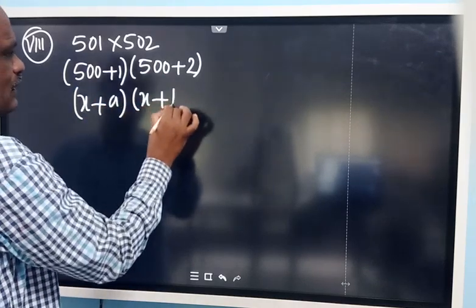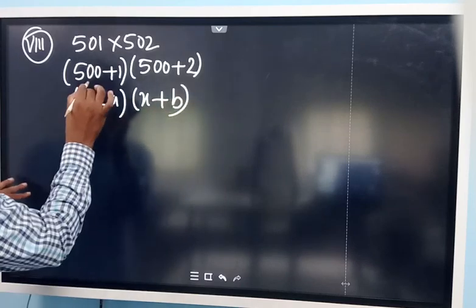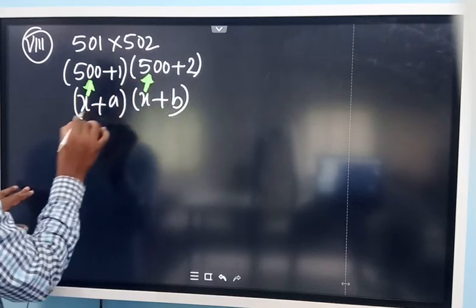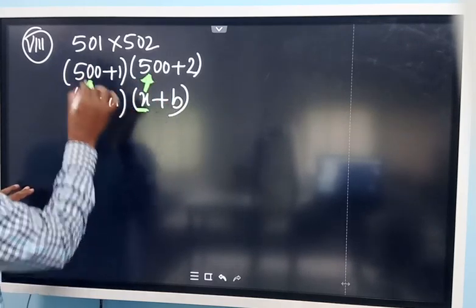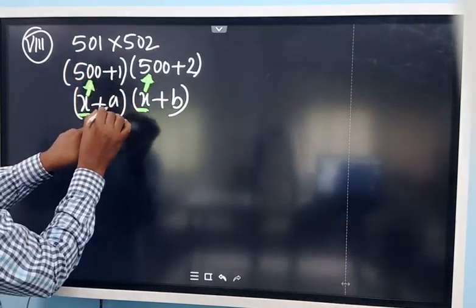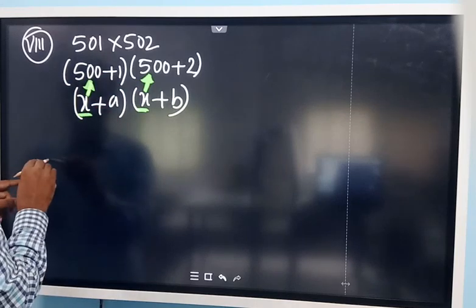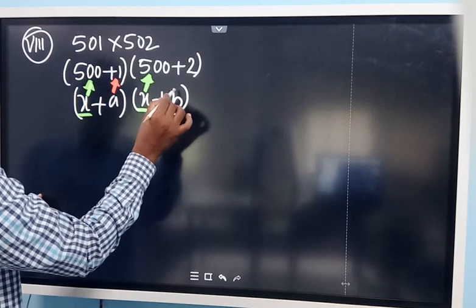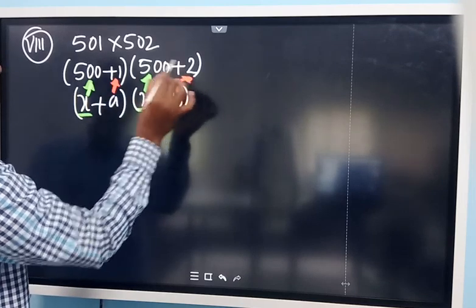So look at this, here you can see the x value is the same, here also x value is 500, here also it is 500. So the x value should be the same here, and this is different. So a can take one value, b can take another value. See, a is equal to 1, b is equal to 2, isn't it?